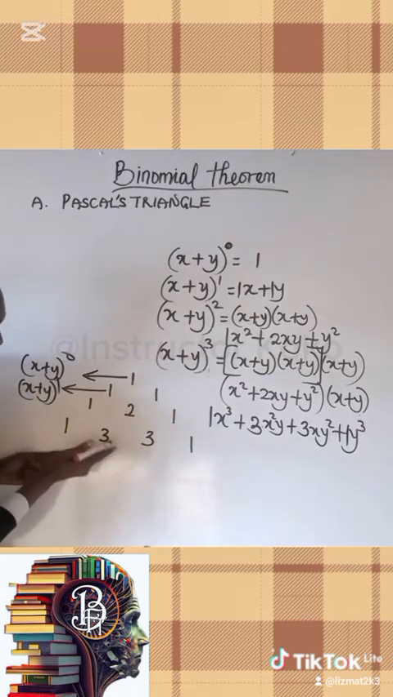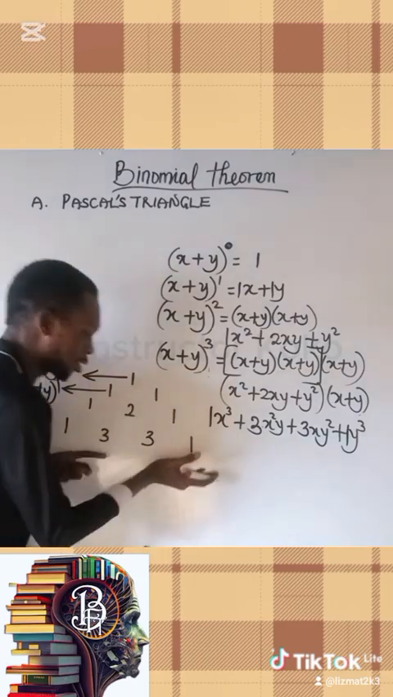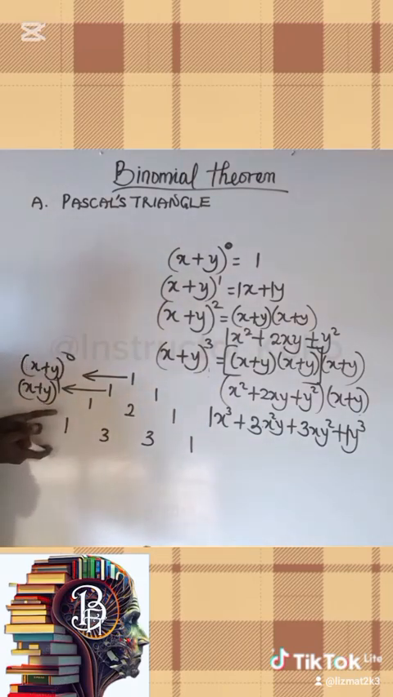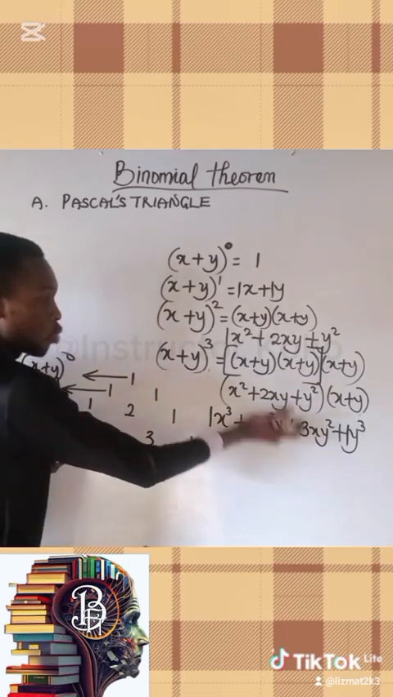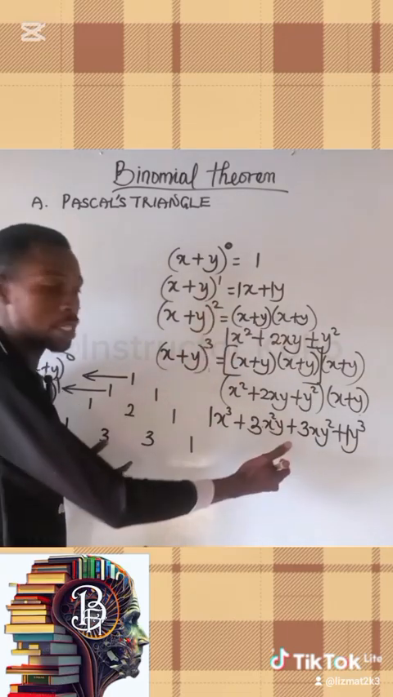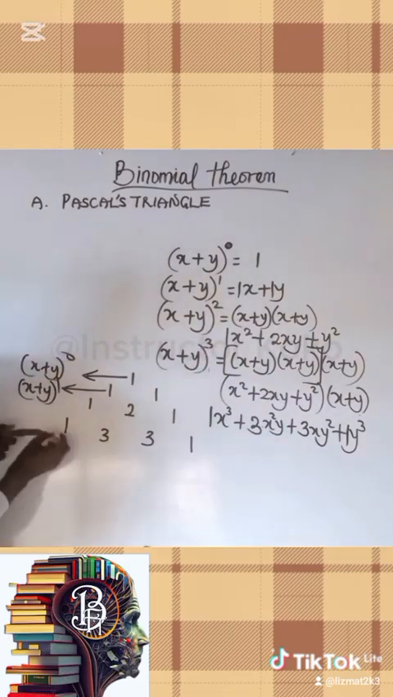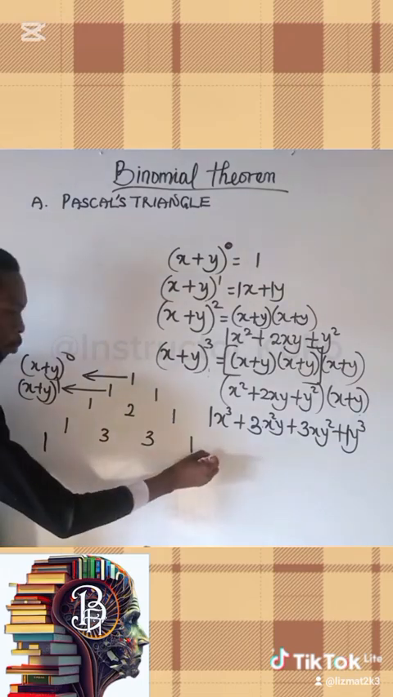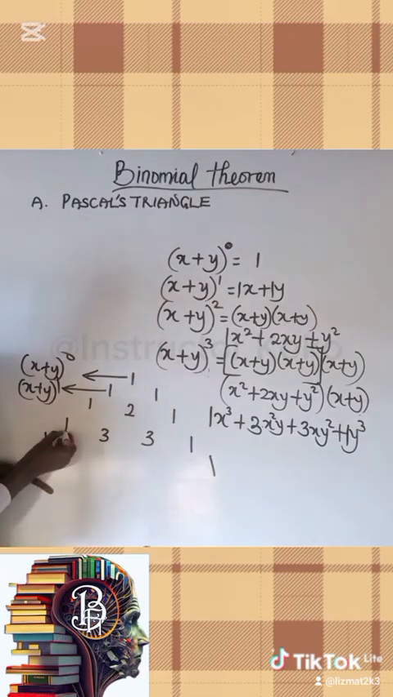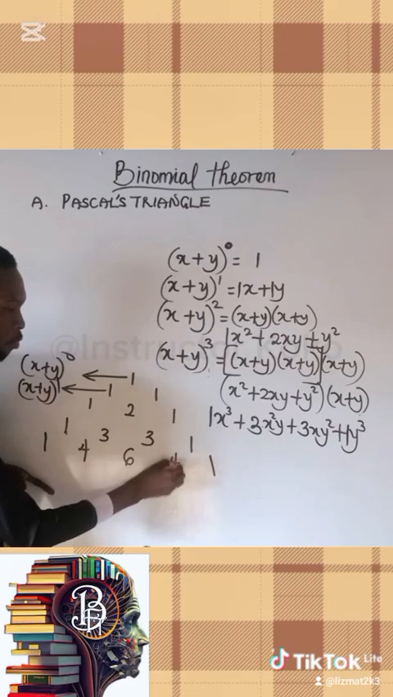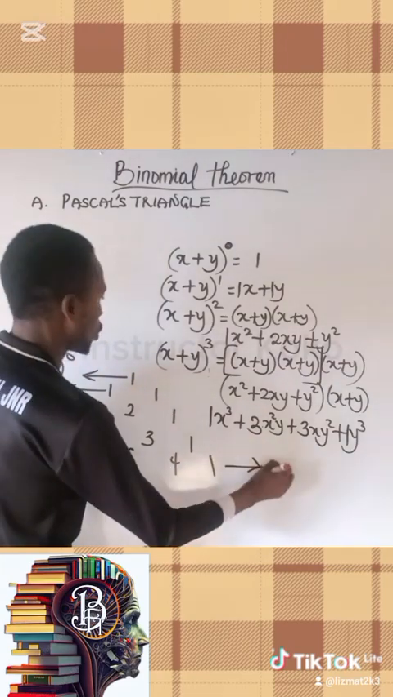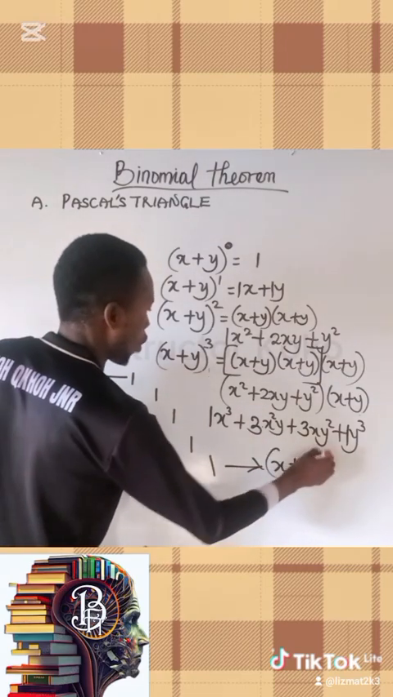It means that for me to get the next coefficients of the expansion, what I just need to do is I'll just put 1 here, I'll put 1 here, then I'll add this and this together. 1 plus 3, I'll get 4. 3 plus 3, I'll get 6. 3 plus 1, I'll get what? 4. And this one is for x plus y raised to power 4.